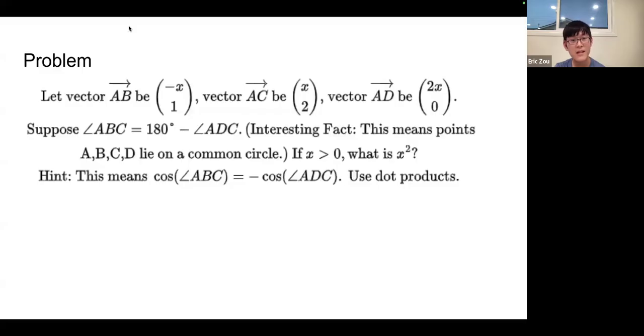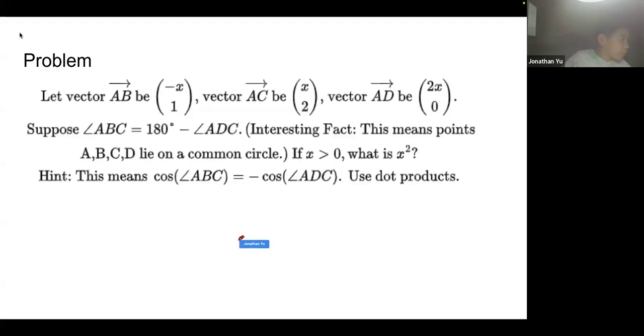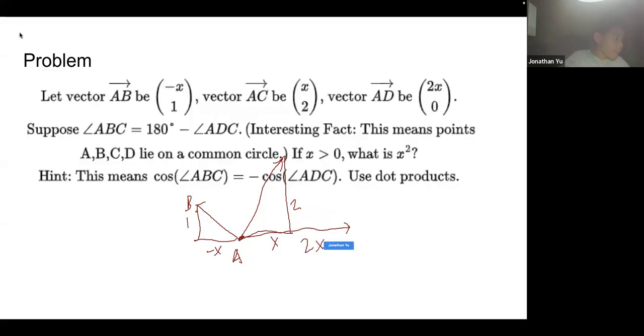Jonathan, are you here? Yeah, okay. All right, so if this is point A, then point B is going to be negative x and 1. Point C is going to be positive x, 2, and point D is going to be horizontal with a length of 2x. And we want angle ABC equals 180 minus angle ADC, which means cosine of angle ABC is negative cosine of angle ADC because of this trig identity.